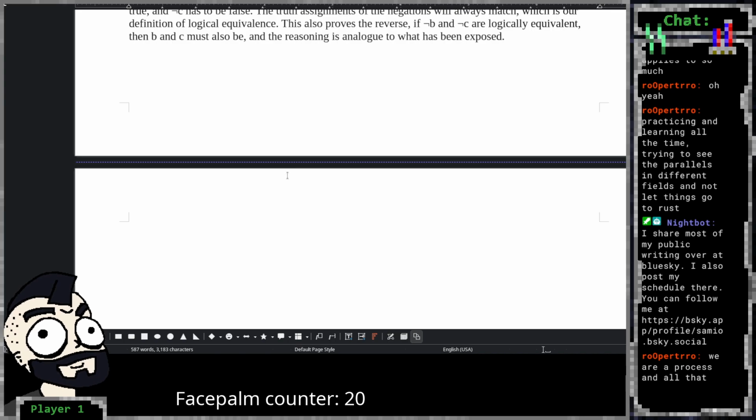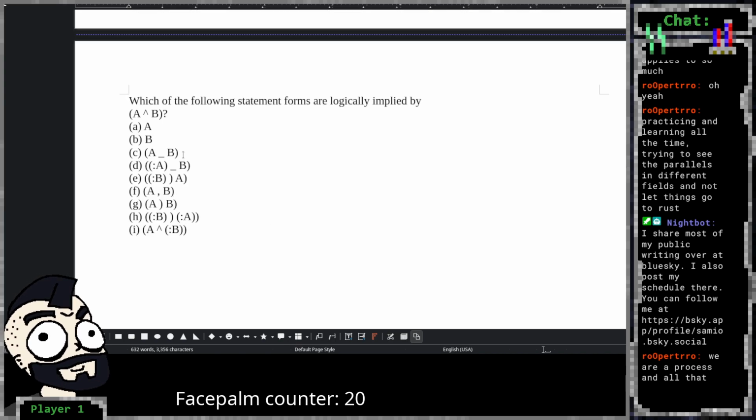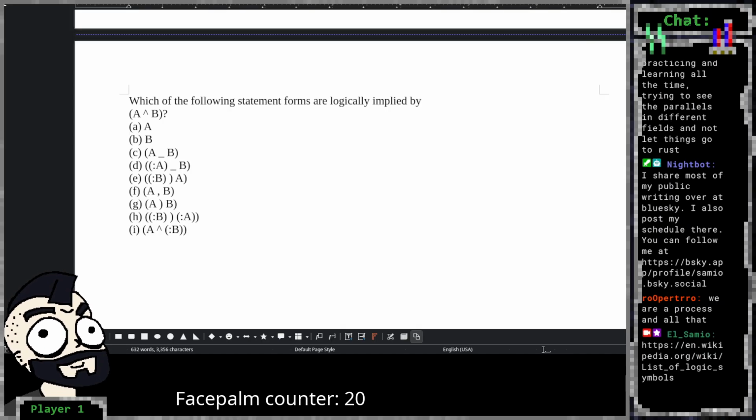Insert page break. Okay, so the next exercise in the homework is, oh god, which of the following statements are logically implied by A and B? A, B, A or B. What happens if I do this? Oh, we have some symbol collapse. Oh, well, doesn't matter because there's this page in Wikipedia that's very useful. Basically, I strongly suggest you bookmark it if you want to do logic. You want to follow along in the homeworks.